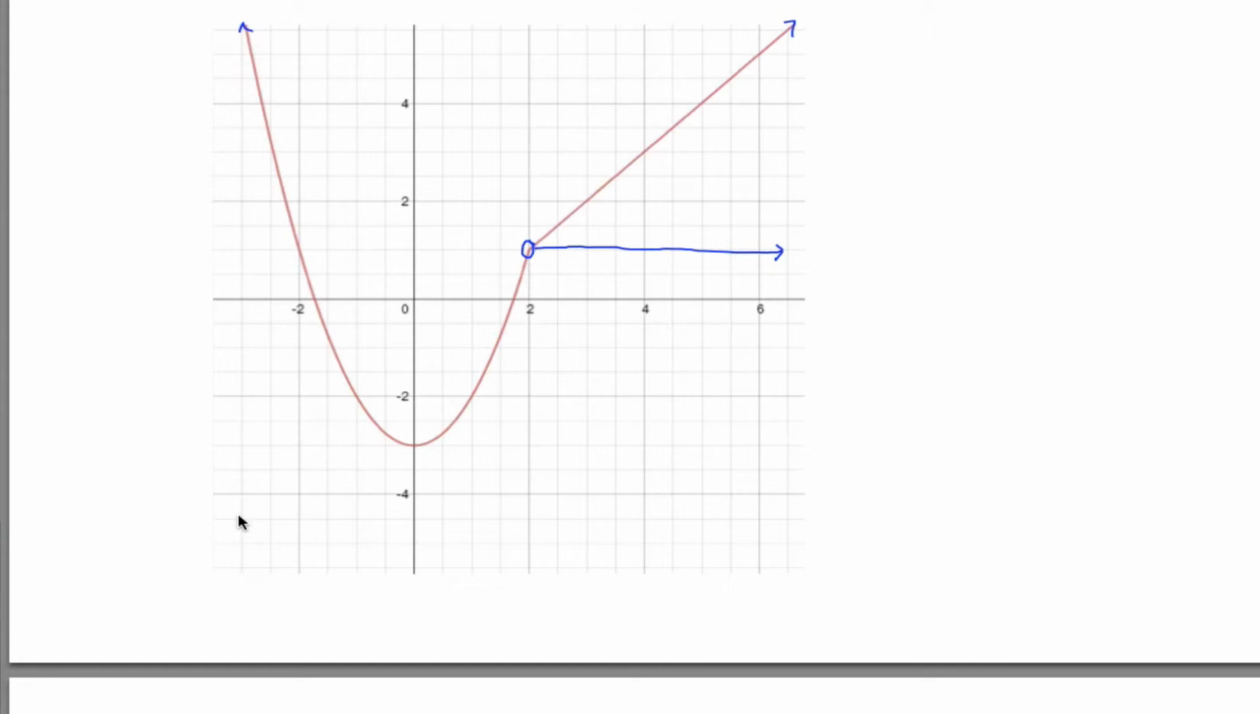My graph is going to start somewhere way down here. And then the slope remains negative. It's still pretty steep, but it's getting less and less steep until it gets to this point right here. When it gets to this point, it's got a slope of 0. So what I'm saying is the slope is getting less and less steep, so this is getting higher and higher until I get up to this point right here.